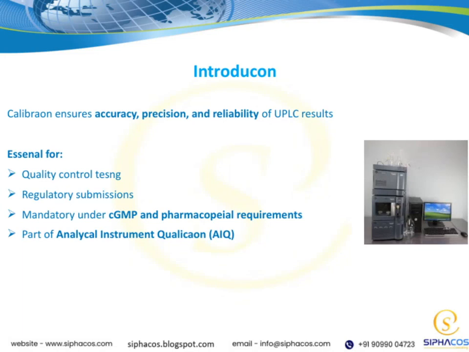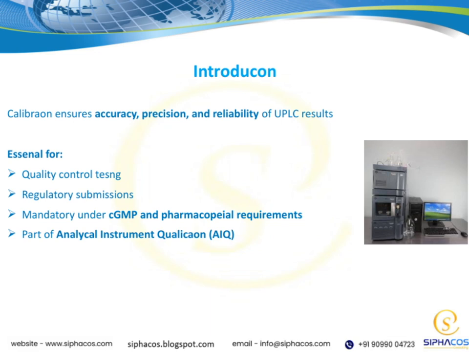Let's talk about the importance of calibration in UPLC. Calibration is critical because it ensures our results are accurate, precise, and reliable. Without proper calibration, the data we generate could be misleading or inconsistent. It's especially essential for quality control testing, where every result needs to meet strict standards to ensure product safety and efficacy. Calibration also plays a vital role in regulatory submissions, helping us demonstrate that our methods are sound and compliant.